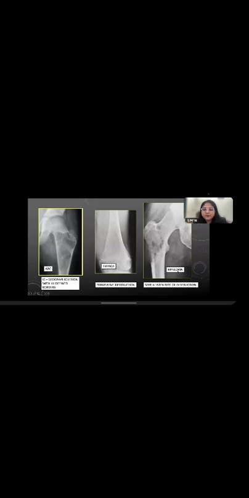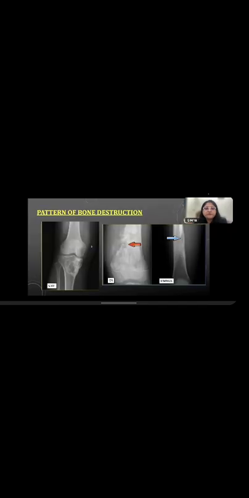In multiple myeloma, there will be moth-eaten type of destruction. There will be areas which will be lytic, then there will be a few areas which will be sclerotic. As you can see, you cannot differentiate where the normal bone ends and where the affected bone starts. That is the definition of wide zone of transition. That means you are not able to differentiate where the normal bone is ending and where the lesion is starting.